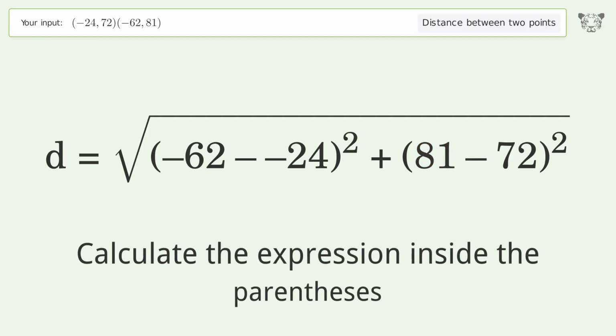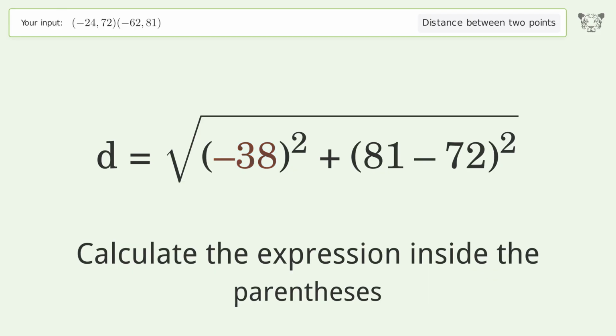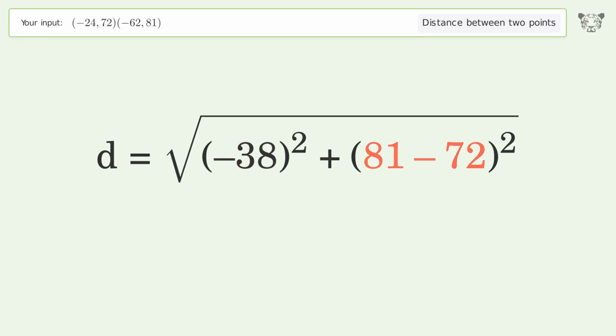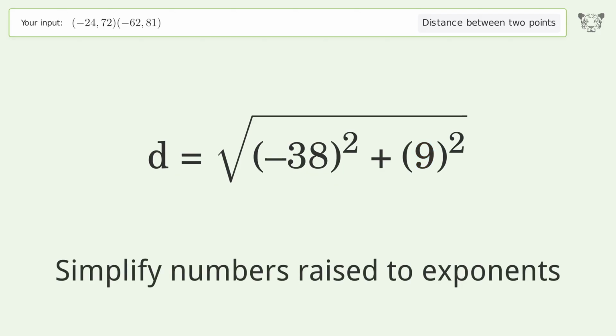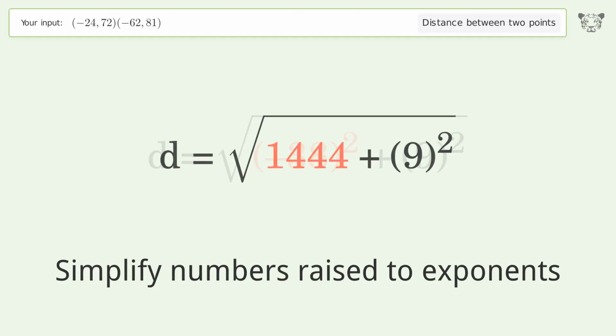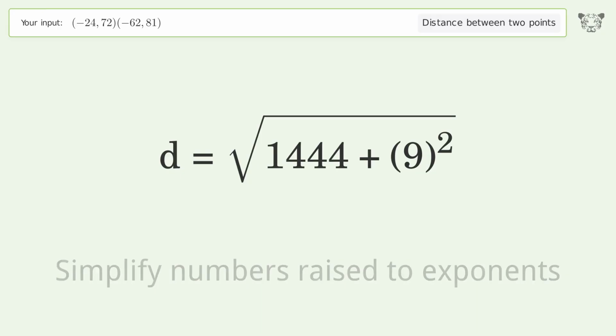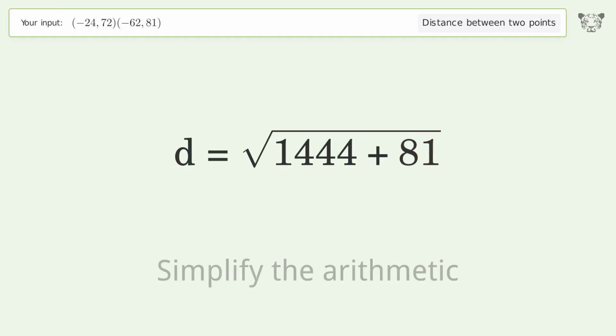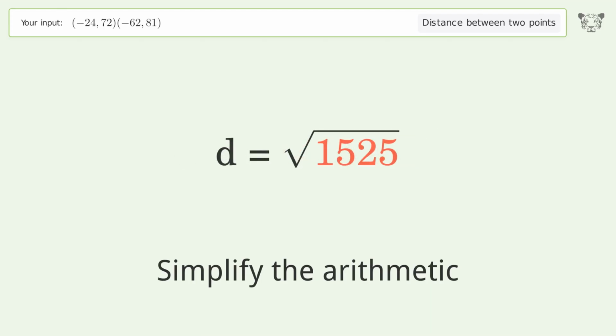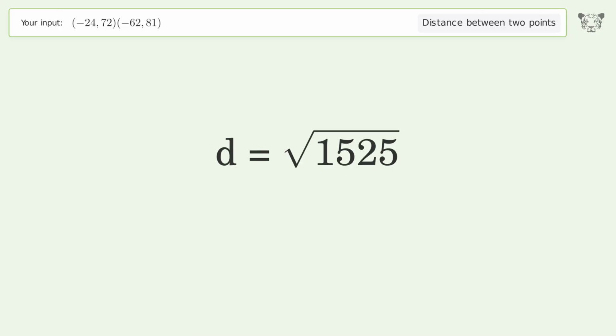Calculate the expression inside the parentheses. Simplify numbers raised to exponents. Simplify the arithmetic. And so the distance between the 2 points is the square root of 1525, or 39.051.